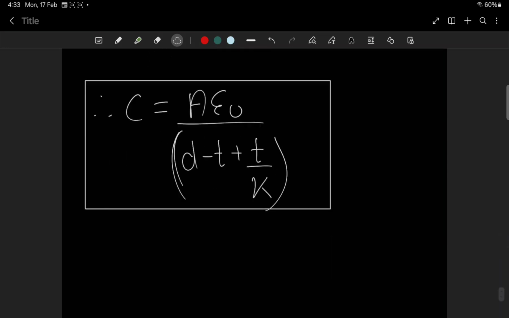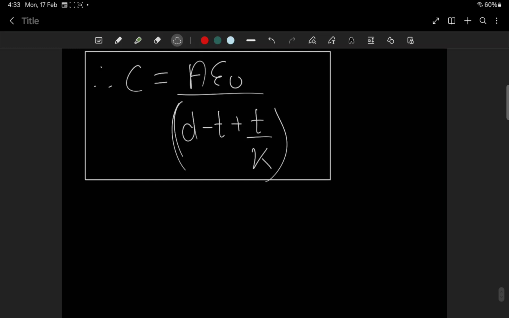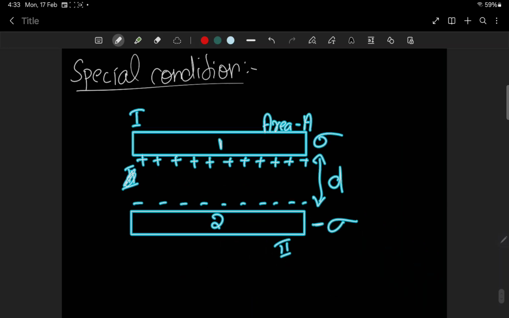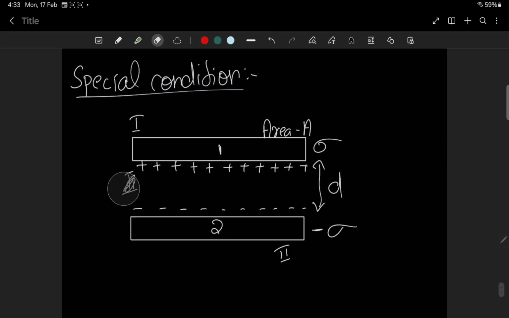I hope you understood the derivation. Now what else? Now there is a special condition inside this itself. Look, I told you that I am taking a parallel plate capacitor. Instead of keeping a dielectric of thickness T, I am keeping a dielectric of thickness D. That is, the full distance between them is filled by the dielectric.